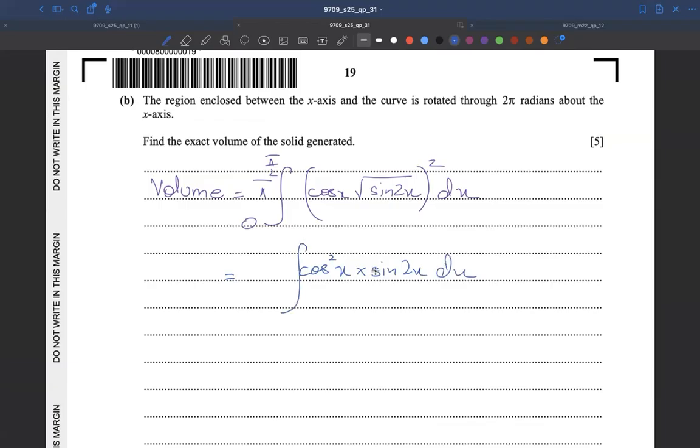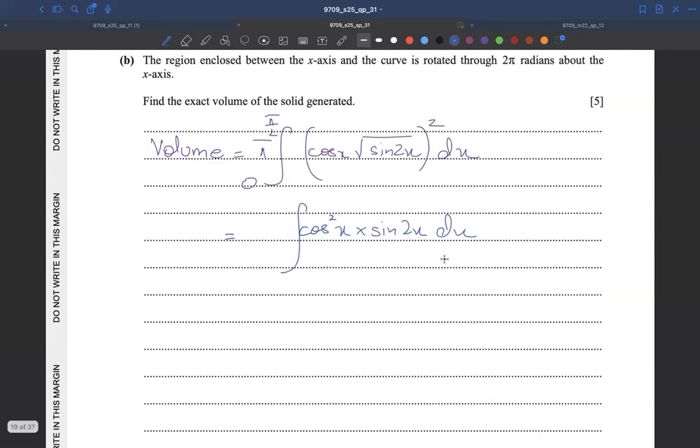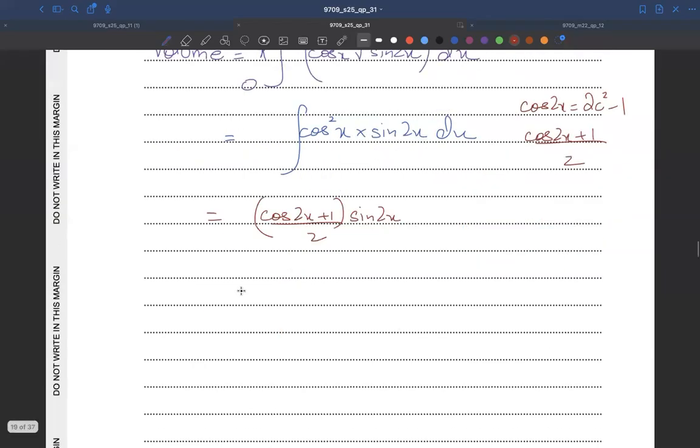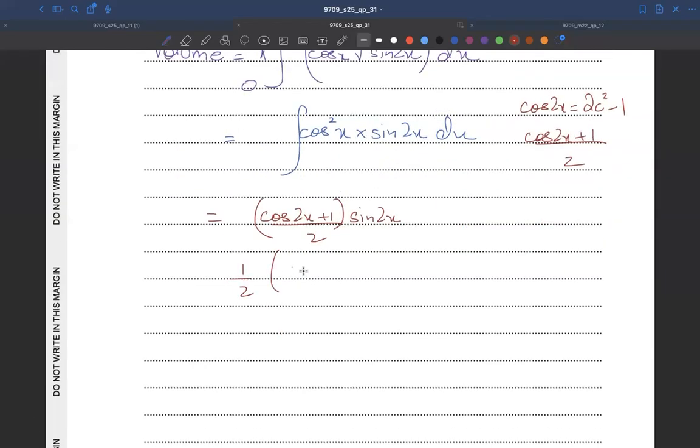Now to integrate this, for cos square of x, we can use the identity cos of 2x is equal to 2 cos square minus 1. So we can get cos of 2x plus 1 upon 2. In place of cos square, we can write cos of 2x plus 1 upon 2, and this is multiplied by sine of 2x. Opening up the bracket, we can leave the 1 upon 2 outside. We'll get cos of 2x sine of 2x plus sine of 2x dx.